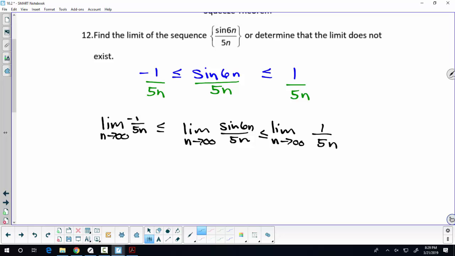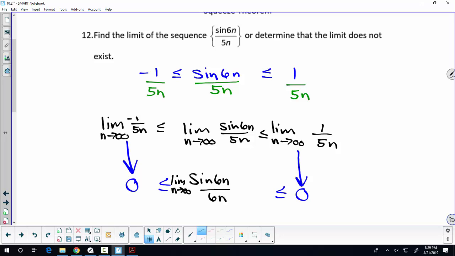Do y'all remember doing that at all? Okay, so then this limit is easy, it approaches 0. This limit also approaches 0. So since the more difficult limit is in between, larger than or equal to 0 and less than or equal to 0, that means that limit has to be 0.